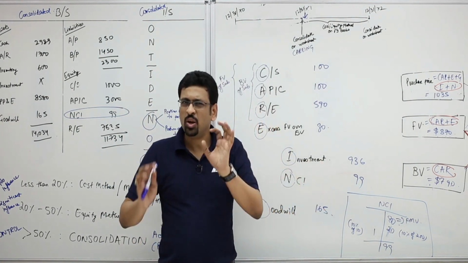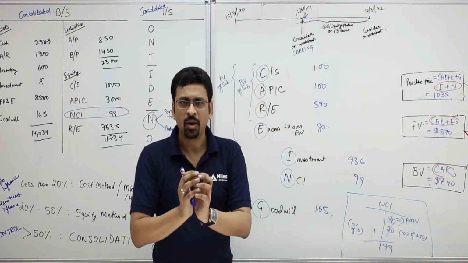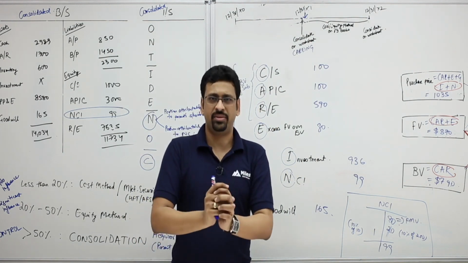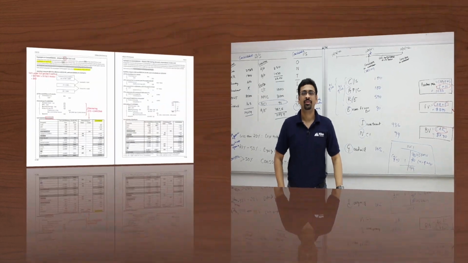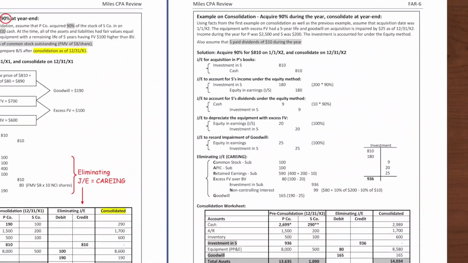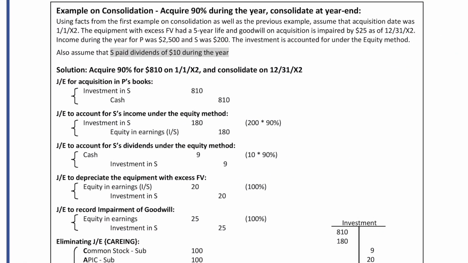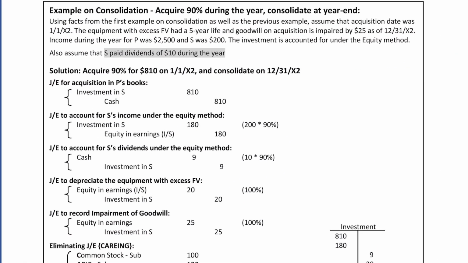So guys, I know there's a lot of content that you have here, but just get comfortable with the basics. The basics here is your mnemonic, CARING. On page 13, we are looking at a fourth example on consolidation, where the parent acquires 90% of the subsidiary during the year and the consolidation happens at year end. So circle 90%, highlight acquisition on 1/1/X2, and highlight consolidation on 31st December X2.